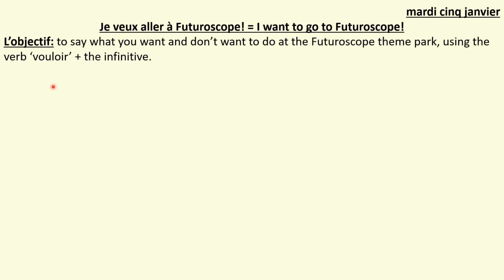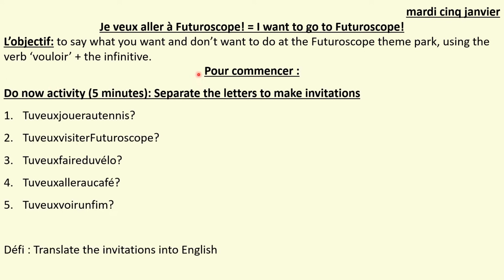Okay, well done, Year 8. Your do now activity, pour commencer, to start with. This should take about 5 minutes, no longer. What I want you to do is separate the letters here to make invitations. So we have here tu, break, veux, there's a break there, jouer, to play, au, tennis. So you'll write this out with all the spaces in. There is a challenge, un défi, and that is to translate all of these invitations here into English. Pause to do that now. Spend no more than 5 minutes on it.